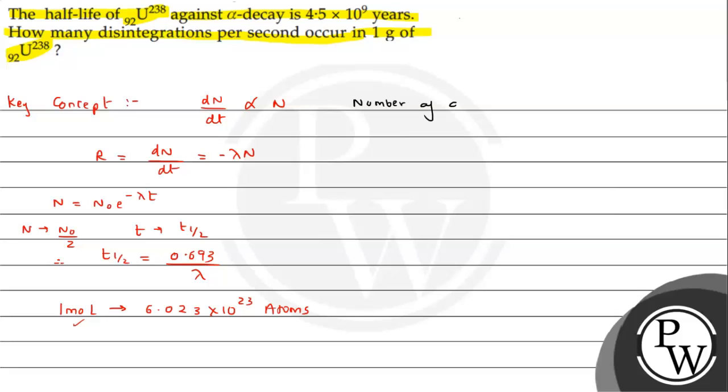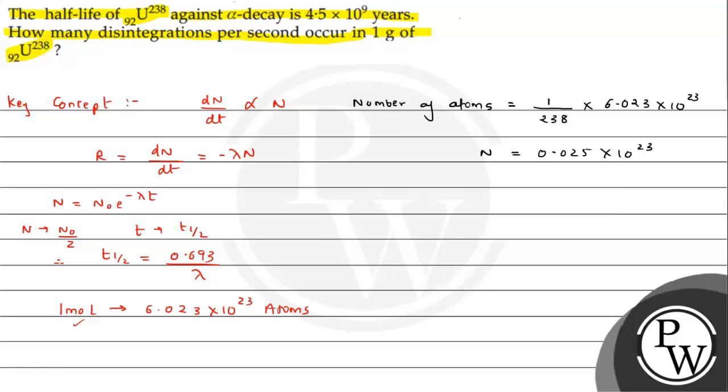The number of moles is weight upon molecular weight. The weight is 1 gram, given, and the molecular weight given is 238. Then we just multiply it by Avogadro's number, 6.023 × 10^23. So we get the number of atoms, that is capital N, and that comes out to be 0.025 × 10^23. This is the number of atoms we have calculated.